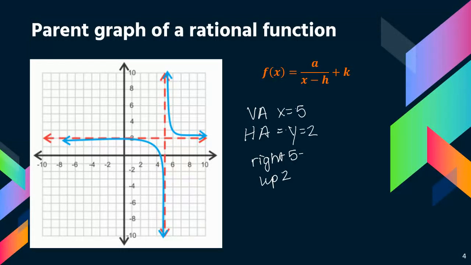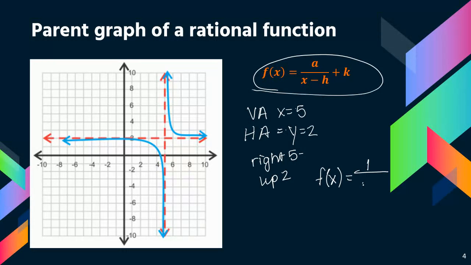So when I am writing the function for this, I would simply use my standard form here. A would be 1 because it didn't shrink or stretch. Remember, h moves the graph left and right, k moves the graph up and down. So my function would be 1 over x minus 5, plus 2. And that's the function of the graph here. This one has been transformed from the parent function.